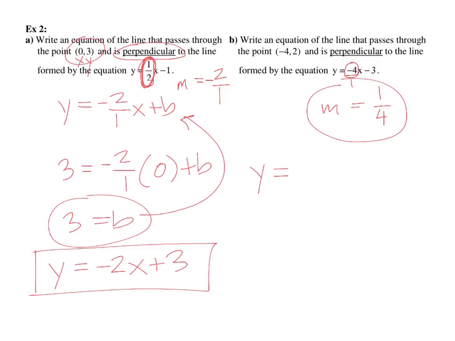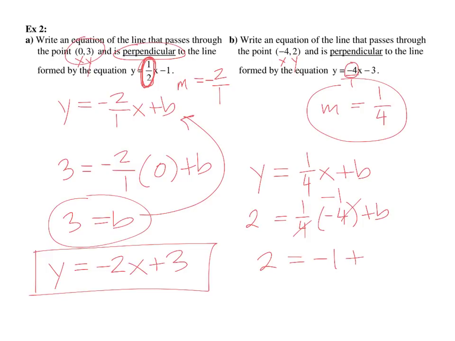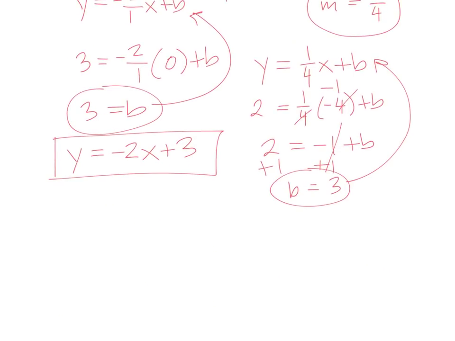So I have y is equal to 1/4 x plus b. So I have x, y here. I'm going to plug in those values. I have 2 is equal to 1/4 times -4 plus b. So I end up with -1 here. I have 2 is equal to -1 plus b. Then I'm going to add 1, and b is equal to 3. Take the b and plug it in. So I end up with y is equal to 1/4 x plus 3.